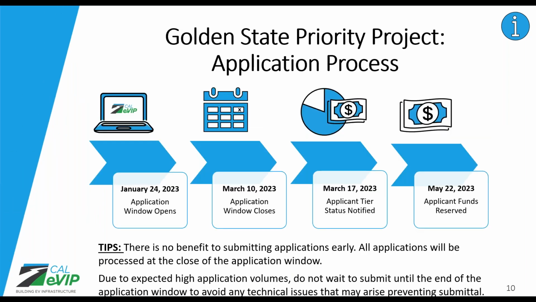Next slide. As a recap with our application process, like I mentioned, this is an application window, and so it opens on January 24th. It closes on March 10th. Everyone will be notified of their applicant tier system on March 17th, and then on May 22nd, all applicant funds will be reserved and all applicants will be notified. There are some tips here.